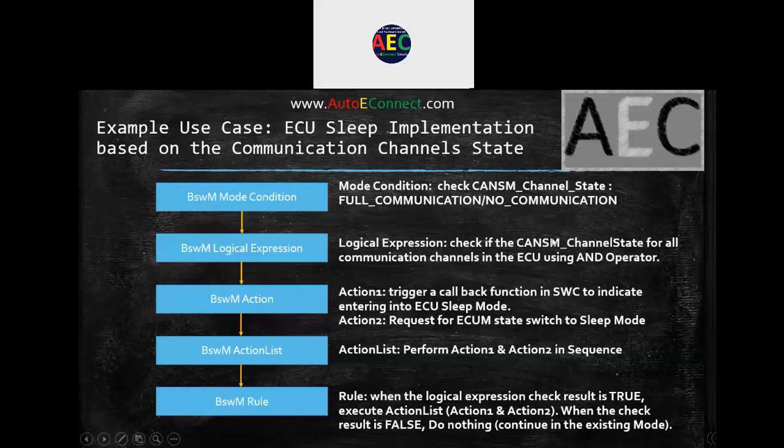In this condition, I will check for the CAN SM and LIN SM channel states. When all the channels are in the no communication mode, then my logical expression result will be true, and then I will need to execute the action list, that is action 1 and 2. And when the check result is false, here I have considered a use case where I don't do anything, I continue in the same mode because communication is running. But in other cases, if we want to perform some actions whenever the condition check is false, like when it is still in full communication, then I can configure something like enabling the run request mode, continuously sending the run request mode to my ECU. So this is one typical use case example.